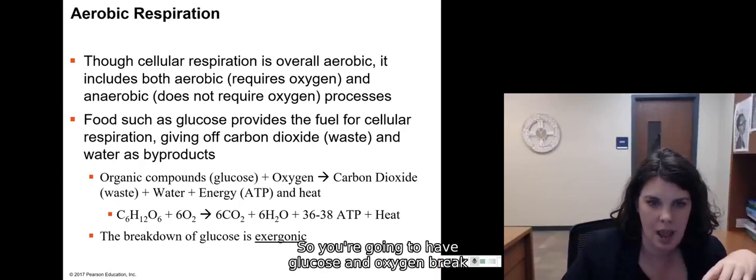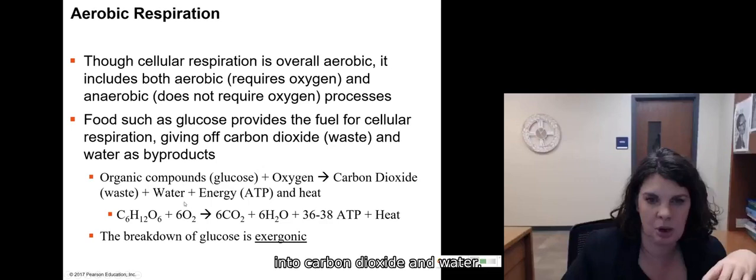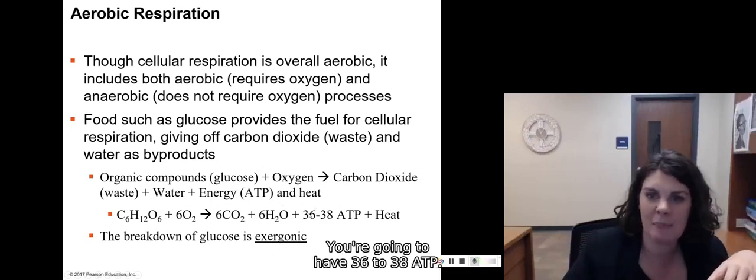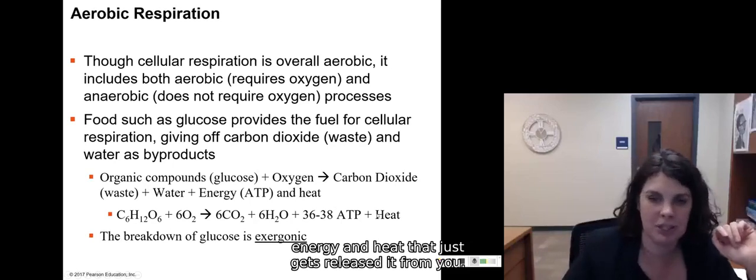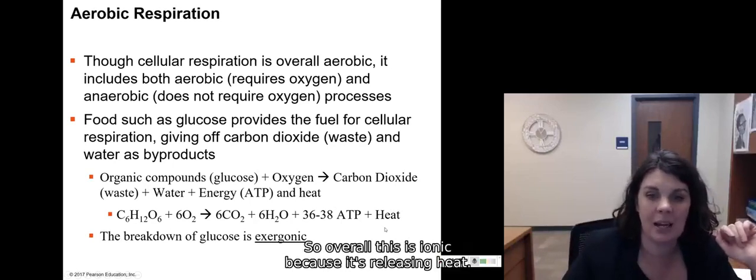So you're going to have glucose and oxygen break into carbon dioxide and water. You're going to have 36 to 38 ATP, that's kind of like little coins that are energy, and heat that just gets released from you. So overall this is exergonic because it's releasing heat.